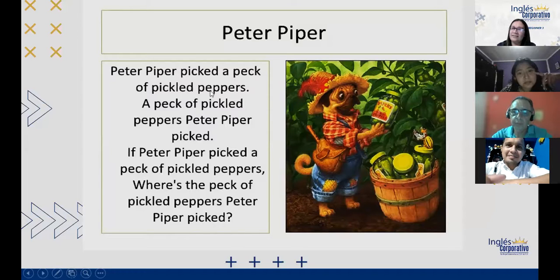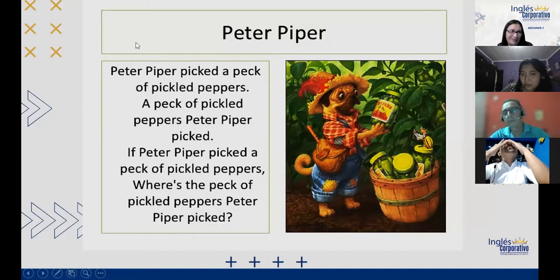Si ustedes lo están siempre leyendo, it's going to be difficult porque van a tender a leer like slow. Estos son los pickled peppers. Okay, como los pickled peppers, and obviously no tiene que tener sentido porque son tongue twister, okay?